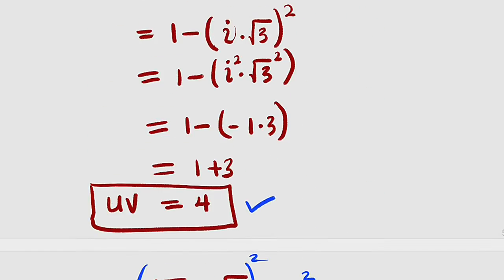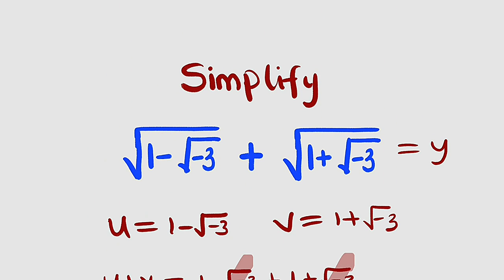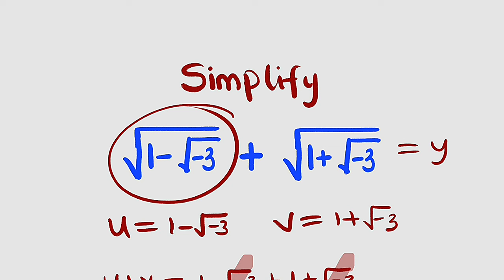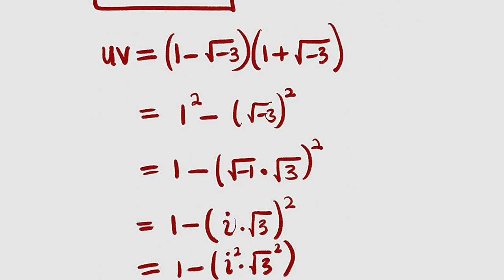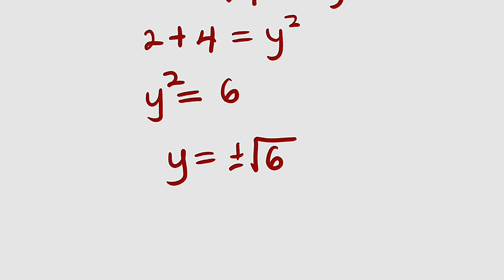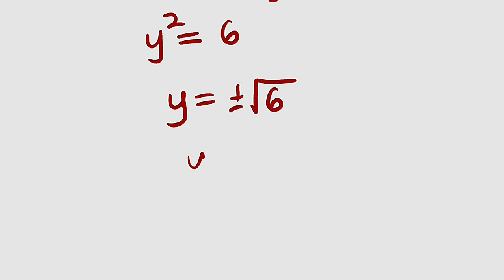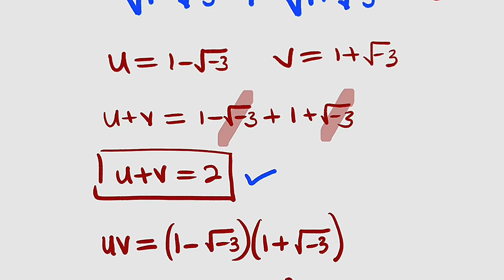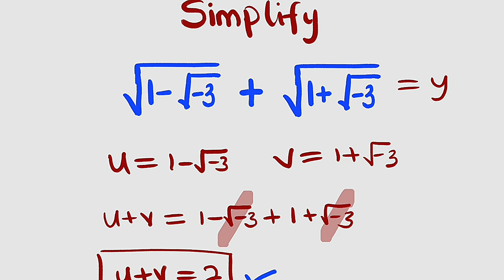But remember, I told you that since the whole of these radical expressions are positive, if you add them together, you're expected to get a positive number. Therefore, we are going to consider only the positive square root of 6 as our solution. y is equal to the positive square root of 6. The whole of this radical expression that we are looking for, which is equal to y, is now equal to the square root of 6. So incredible, right?